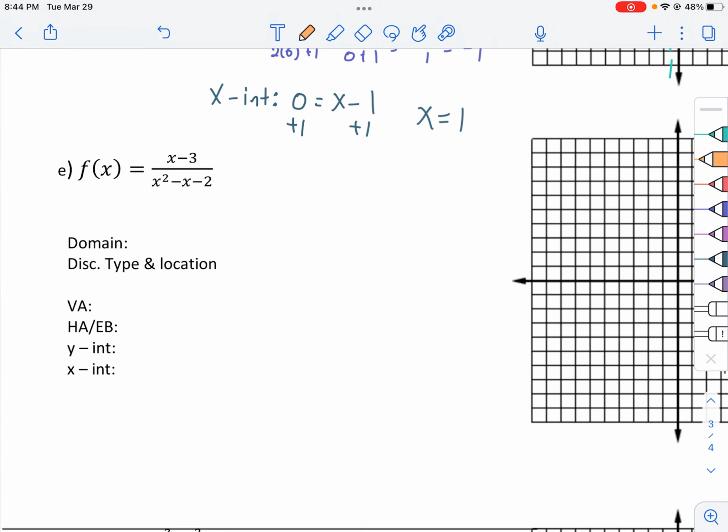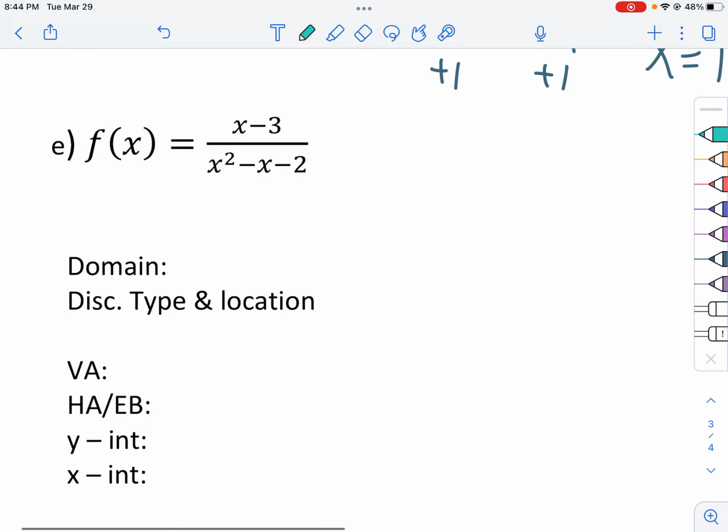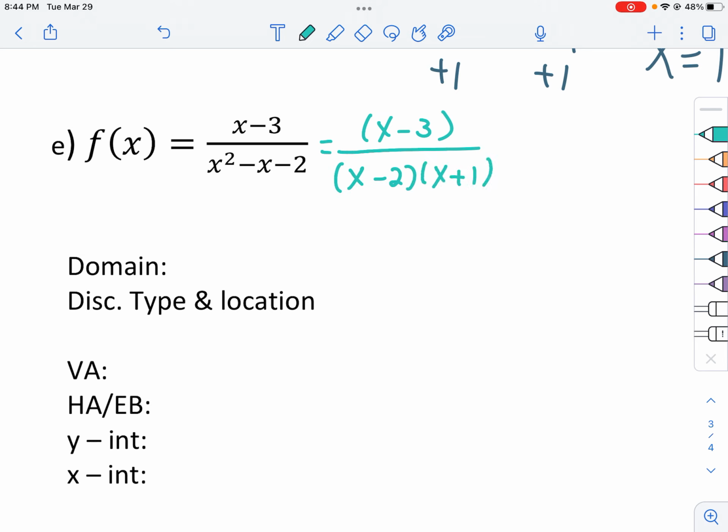All right, let's take a look at E. E, again, we're looking for factors here. So we have x minus 3 in the top. In the bottom, I believe this factor is x minus 2, x plus 1. Yeah, that should work. Okay, nothing cancels, so no point discontinuity to worry about here, but we do have 2 vertical asymptotes, right? The vertical asymptotes come from setting the 2 denominator factors equal to 0. So it's going to give us x equals 2, x equals negative 1 for the vertical asymptotes.